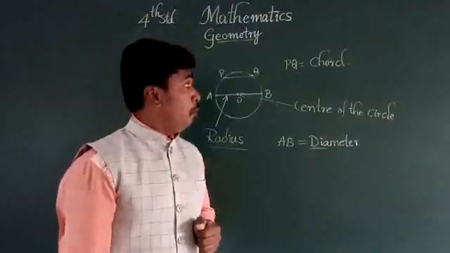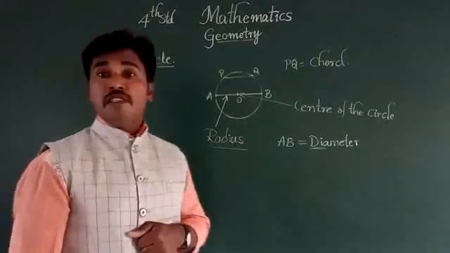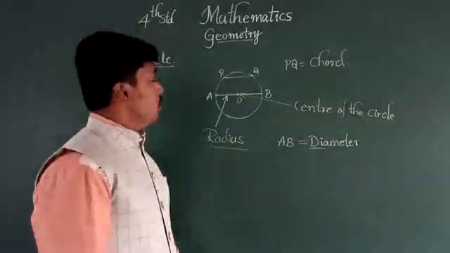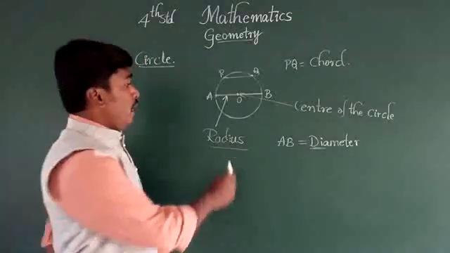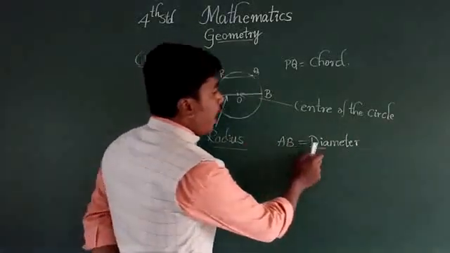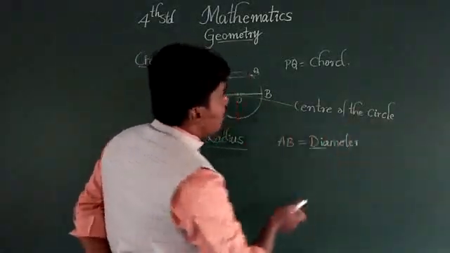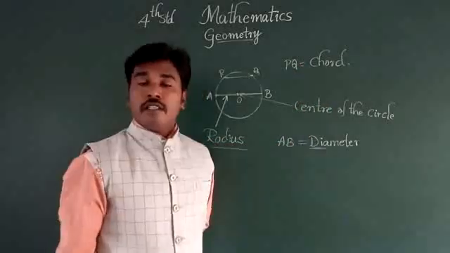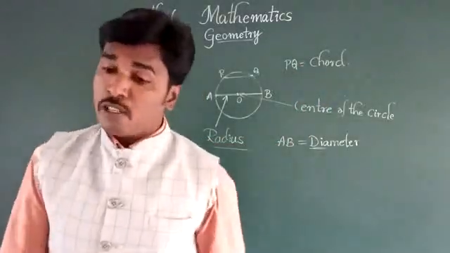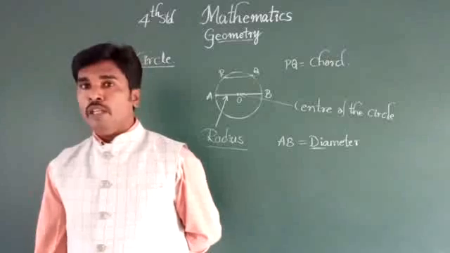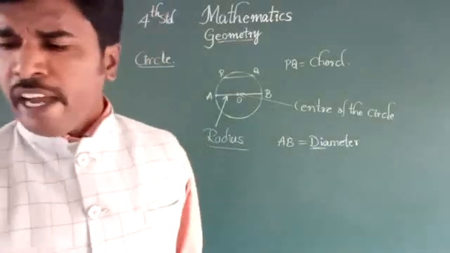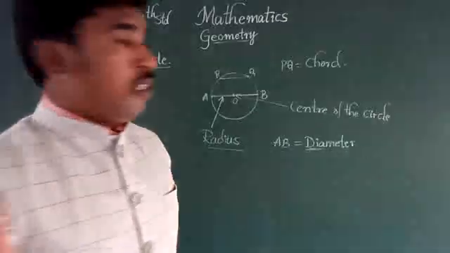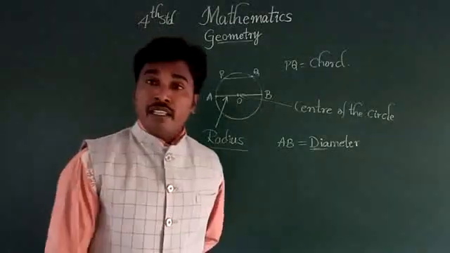Okay, so I hope you understood the terms we used in the circle: radius, diameter, center of the circle, and chord. Sometimes we pronounce it also as chord. Both are the same. Okay, now I should proceed to the very important exercise part.